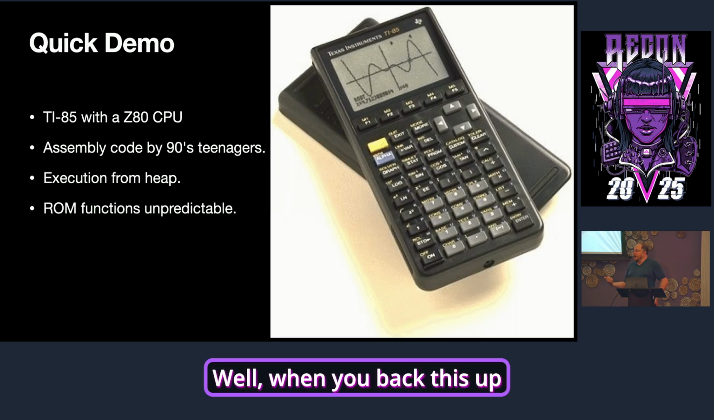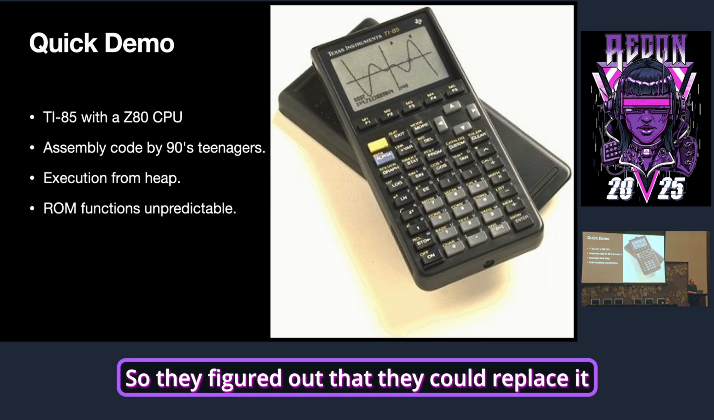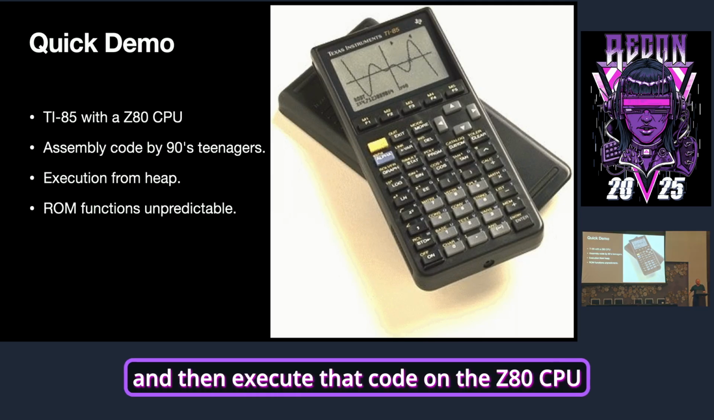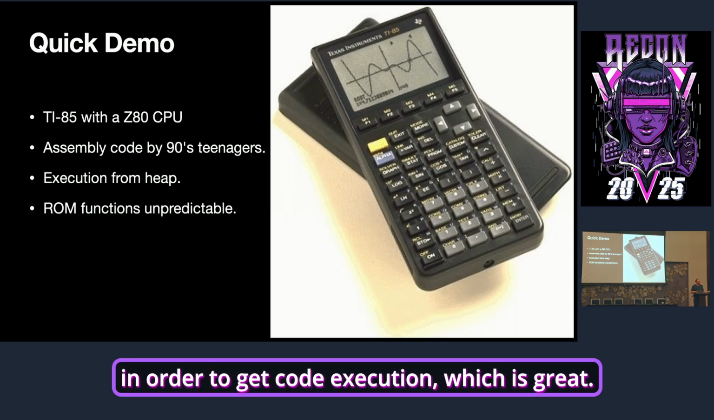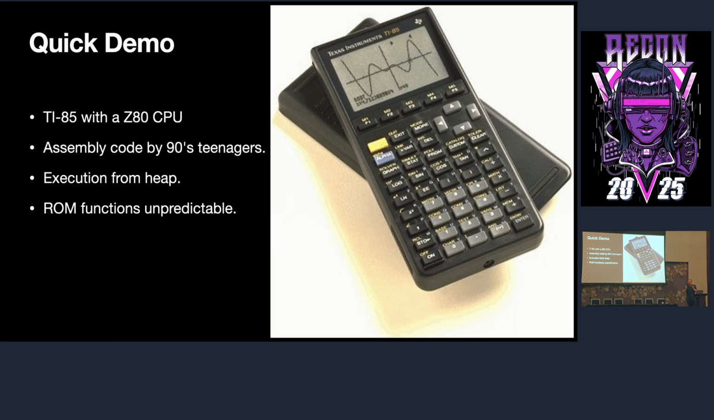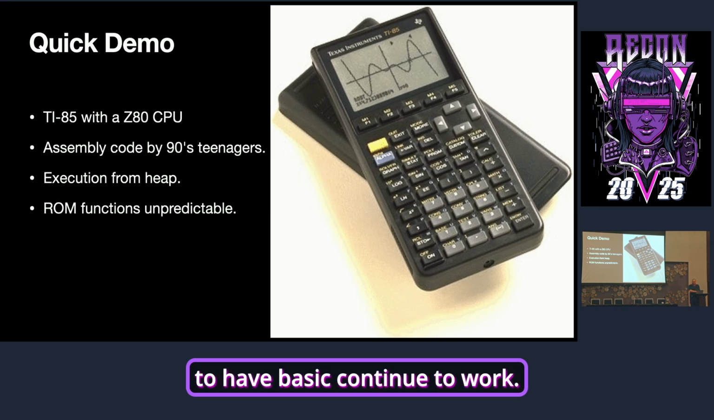Well, when you back this up, you can replace that function pointer with anything that you like. So they figured out that they could replace it with the address of native machine code and then execute that code on the Z80 CPU in order to get code execution, which is great. But they had a problem, which is that they'd really like to have BASIC continue to work.